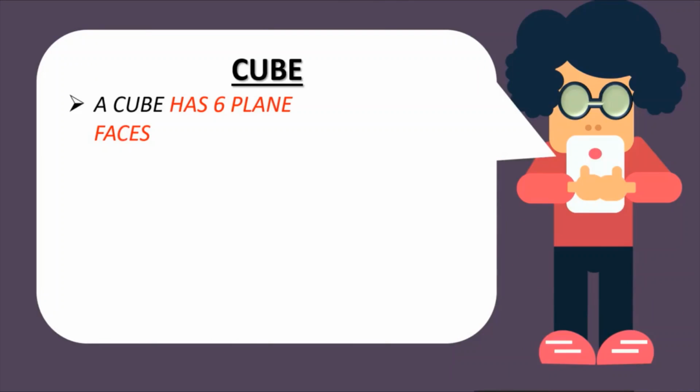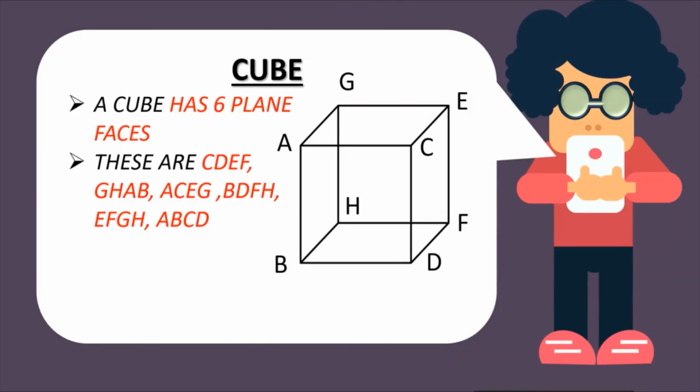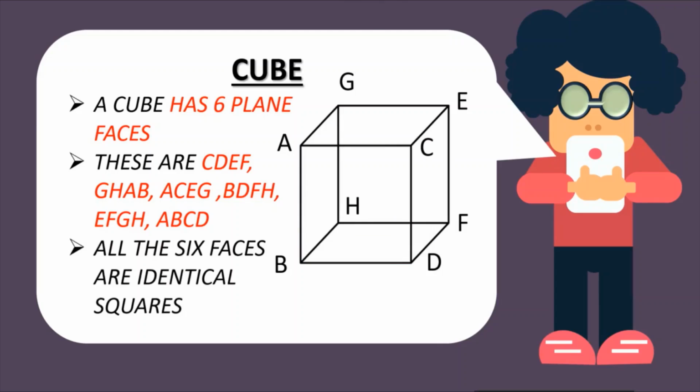Next are the faces. These are plane faces. So how many plane faces does a cube have? Let us see. There are 6 plane faces. They are CDEF, GHAB, ACEG, BDFH, EFGH and ABCD. So here all the 6 faces are identical squares.